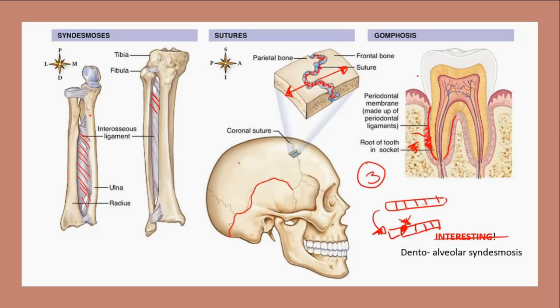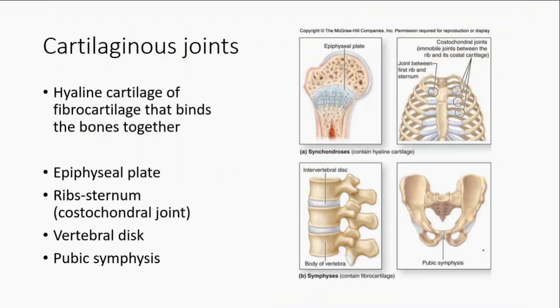Because if you get a piece of food stuck here, what that's really going to do is push your tooth that way. So this fibrous tissue is going to get stretched, and it's going to sense, oh, there's something stuck in the tooth, and then you're going to take a toothpick and take it out. So an example is your dentoalveolar syndesmosis. Right, so enough of that.